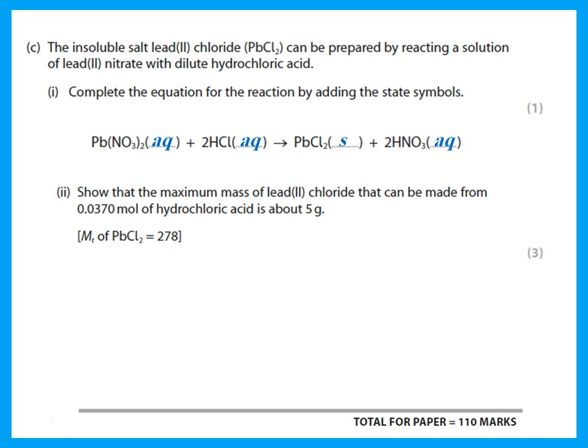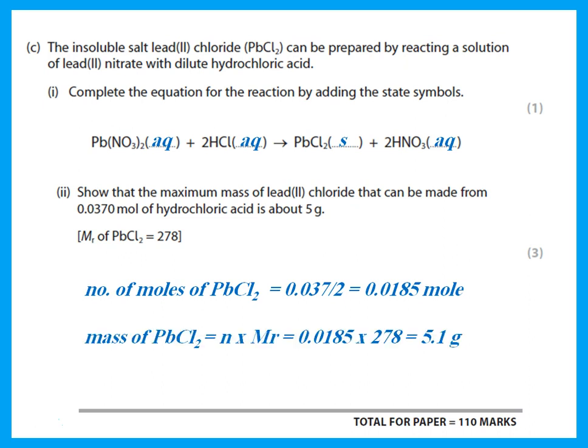So he's saying I have 0.037 moles of hydrochloric acid, and the equation says 2 HCl gives me 1 PbCl2. That means the number of moles of lead chloride is half the number of moles of HCl, and then I can use that to get the mass. The mass is number of moles times Mr, and that gives me 5.1 grams, which is the correct answer.